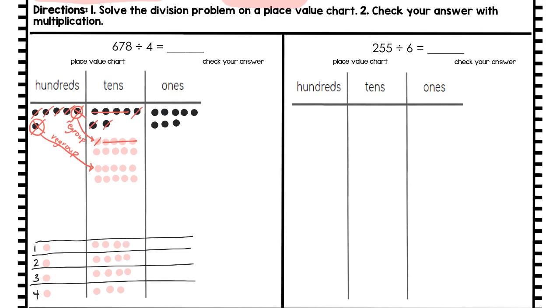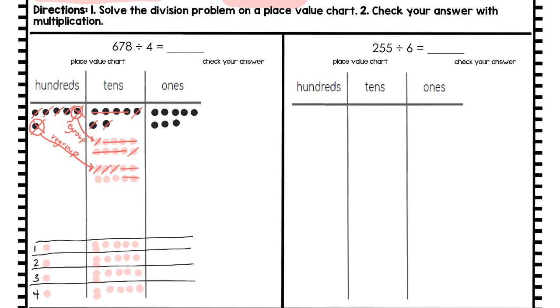13, 14, 15, 16. There's 4 more. 17, 18, 19, 20. There's 4 more. And I can do another group. 21, 22, 23, 24. I'm sorry, I didn't make my space big enough.